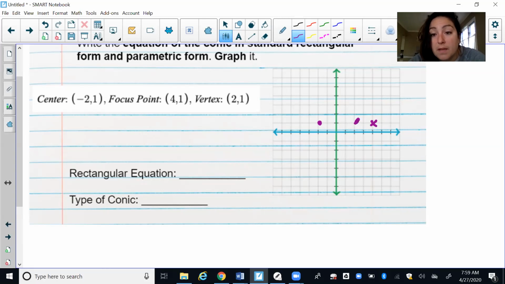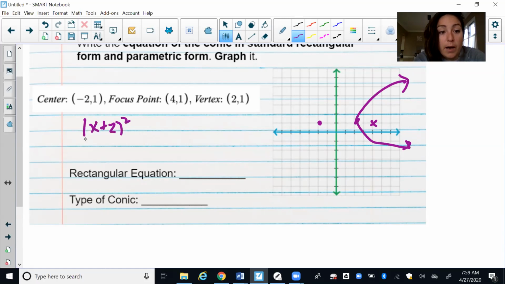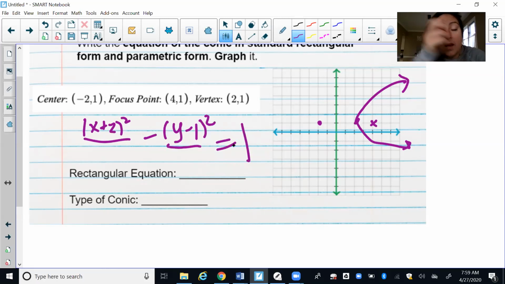So that means that this is a hyperbola, because our center is to the left and our focus is to the right. And remember, it always opens towards the focus. And there's no mention of a directrix or anything, so it's not a parabola. So this is definitely a hyperbola. So a hyperbola opening to the right, which means that x is positive. So we have x plus 2 squared minus y minus 1 squared equals 1. And now I just need to figure out the numbers underneath.